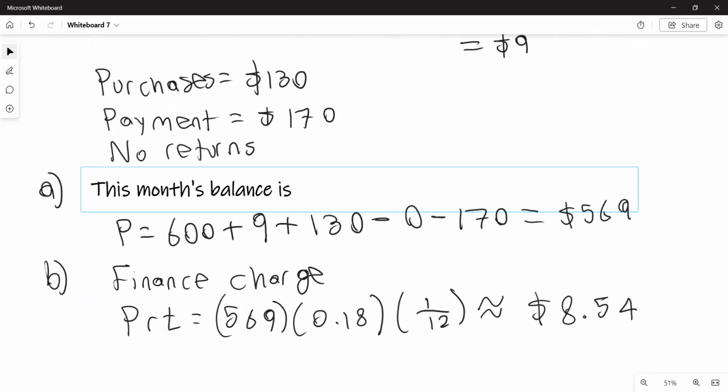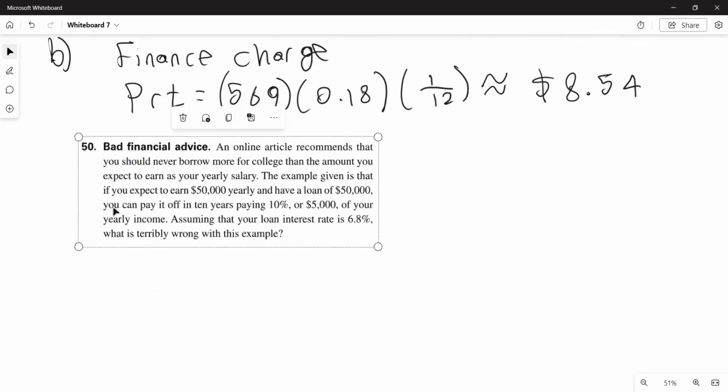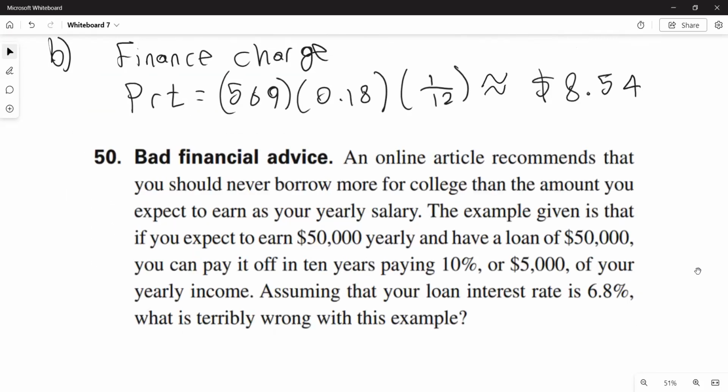Okay, another example of when interest rates can be misleading. That's number 50 on page 417. An online article recommends that you should never borrow more for college than the amount you expect to earn as your yearly salary. The example given is that if you expect to earn $50,000 yearly and have a loan of $50,000, you can pay it off in 10 years by paying 10% or $5,000 of your yearly income. Assuming that your loan interest rate is 6.8%, what is terribly wrong with this example?